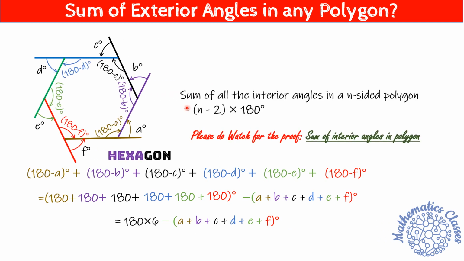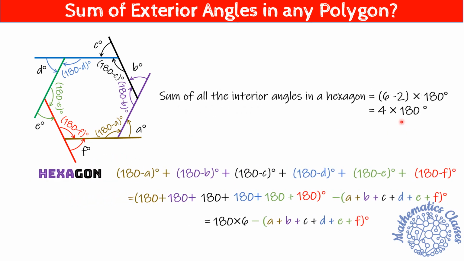But we also know that the sum of all the interior angles in an n-sided polygon is equal to (n minus 2) times 180 degrees. We have already proved it in our previous lecture, named sum of interior angles in polygon. So, we have a hexagon, hence n equals 6. Then, putting in the value of n, we get that the sum of all the interior angles in this polygon is equal to (6 minus 2) into 180, which is 4 into 180 degrees.